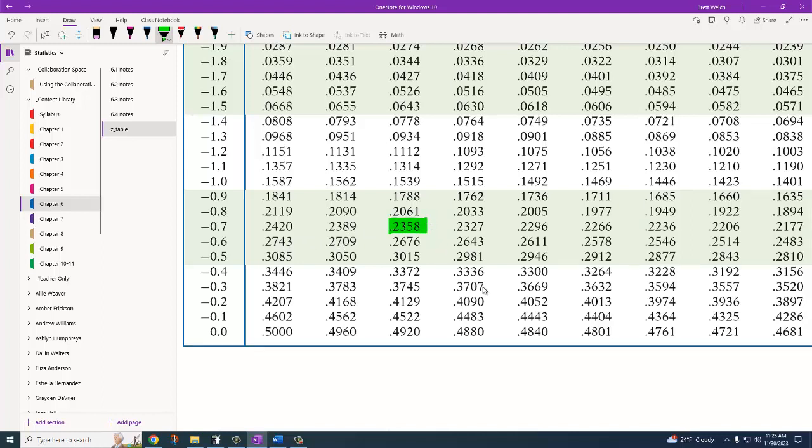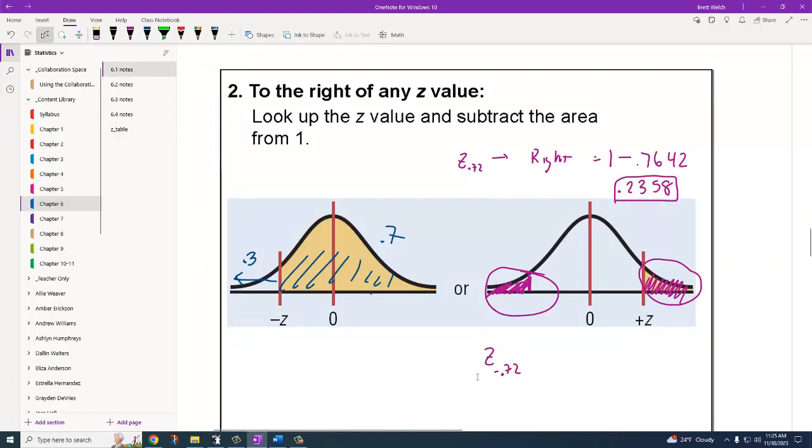So one way to find the right is to take the left and subtract it from 1. The other is to just switch the sign of your z-score. If you switch the sign, it's going to produce for you the right-hand side of the original, 0.2358. So again, the left side of the negative is the same as the right side of the positive.